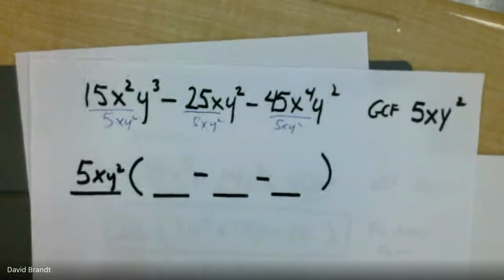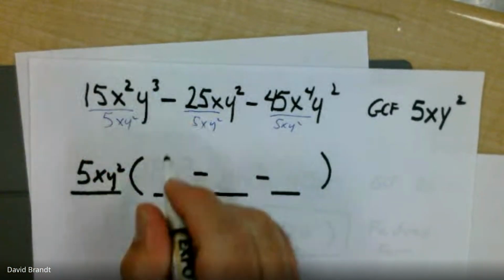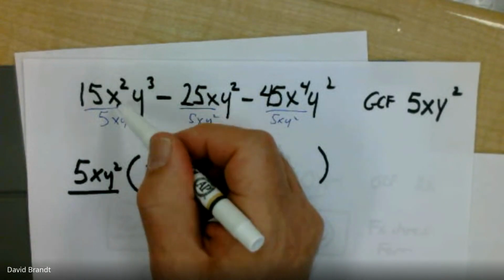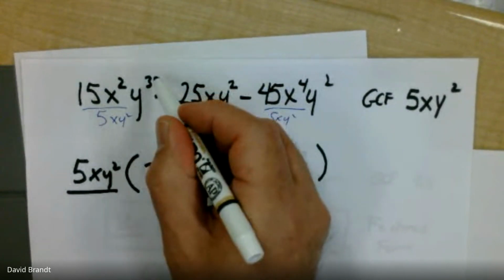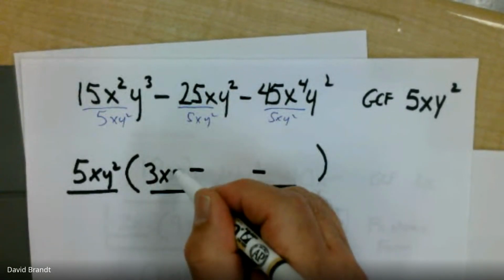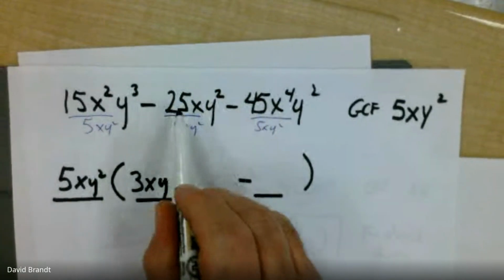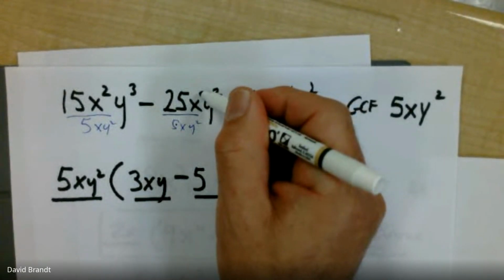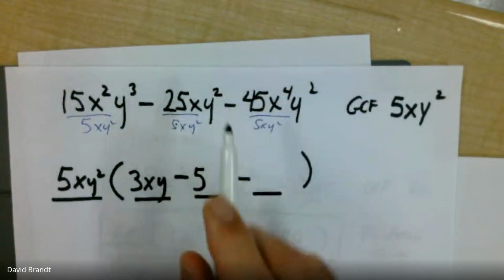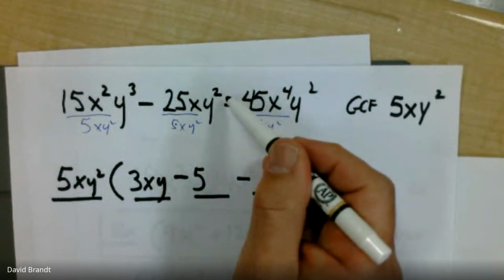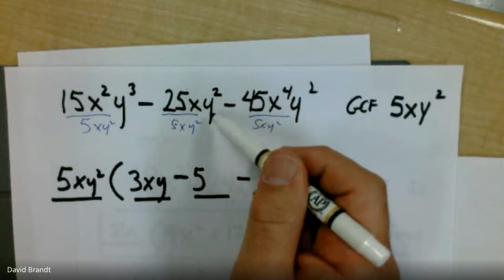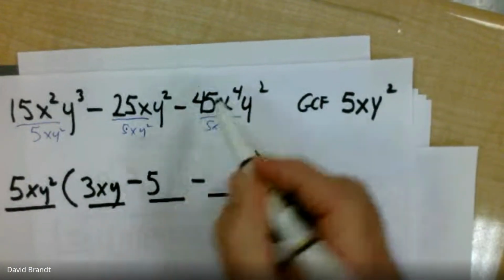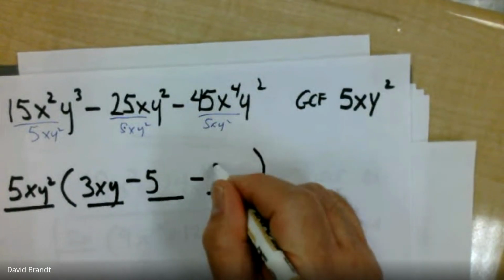All right, let's look at the first one. 15 divided by 5, what is that? That's 3. Now, on the exponents on the x's, 2 minus 1 is 1. You don't need to write the 1. And 3 minus 2 is also 1. You don't need to write the 1. Let's move to the middle. 25 divided by 5 is 5. Now, on the x's, 1 minus 1, those are gone. There are no x's left. The y's, those are also gone. So the only thing you have here is a 5. That's it. Now, right here, 45 divided by 5 is 9.